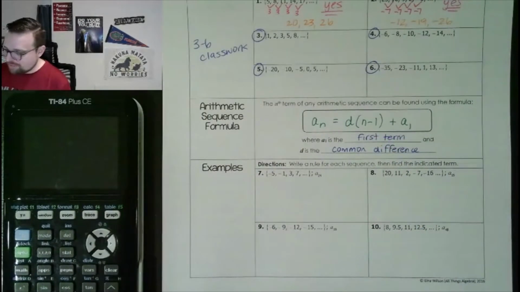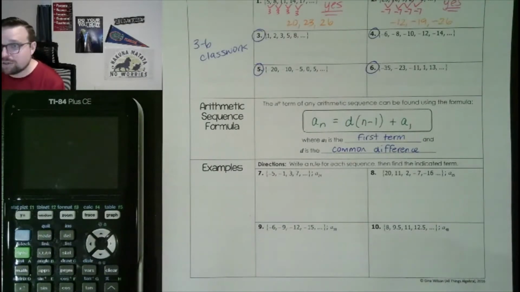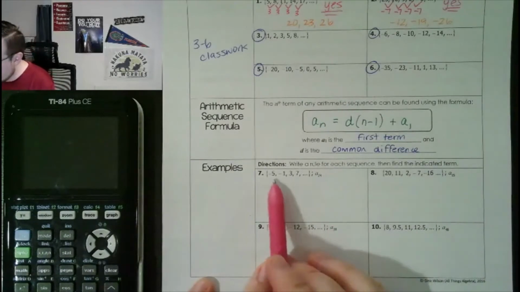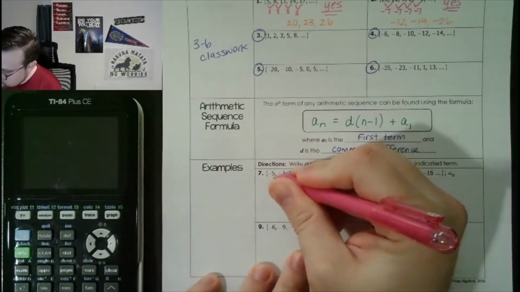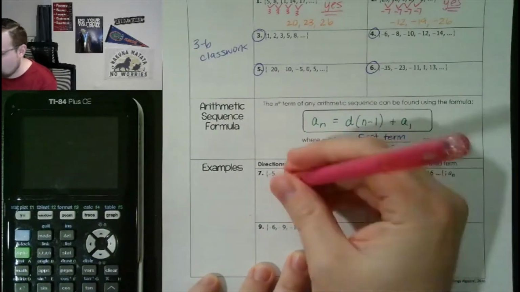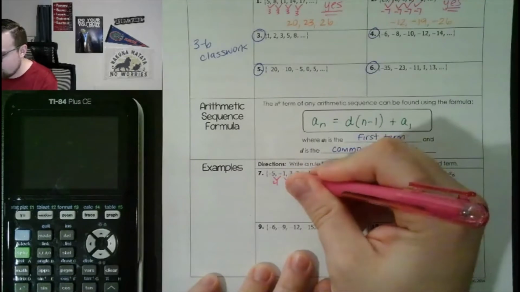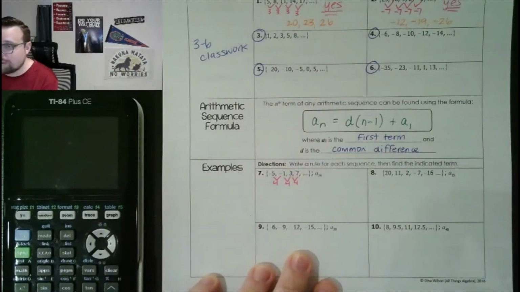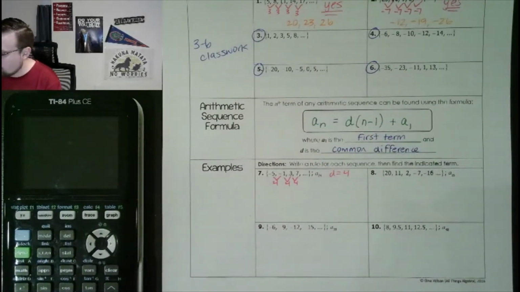Okay, so let's do some examples. In number 7, it looks like they're saying write a rule for each sequence and then find the indicated term. So here's our sequence. Let's go ahead and figure out what the common difference is so we can already define what d is. To get from -5 to -1, you're adding 4. To get from -1 to 3, you're adding 4. To get from 3 to 7, you're adding 4. So it's safe to say that our value for d here is going to be 4, okay?